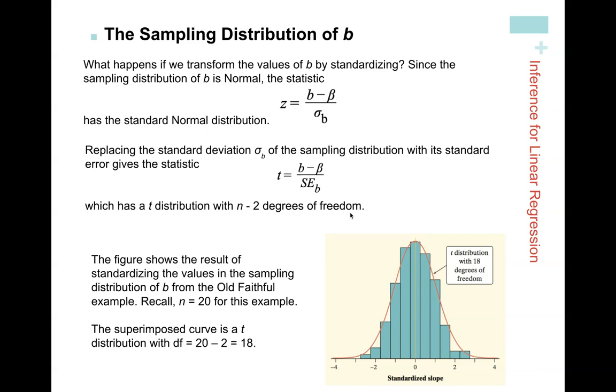So this figure shows the result of standardizing the values in the sampling distribution of little b from the Old Faithful example. Remember that n was 20, and so we use 18 degrees of freedom.